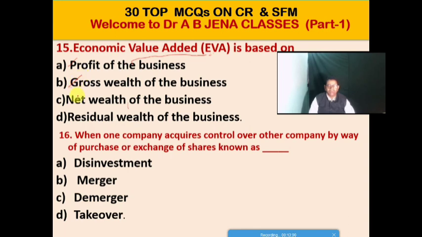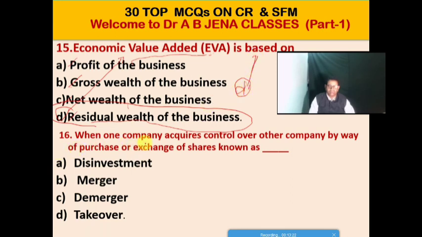It's the gross wealth of the business. C. It's the net wealth of the business. D. It's the residual wealth of the business. Friends, so D is the right option for this MCQ. Economic value added is based on the residual wealth of the business. So D is the right option for this MCQ.